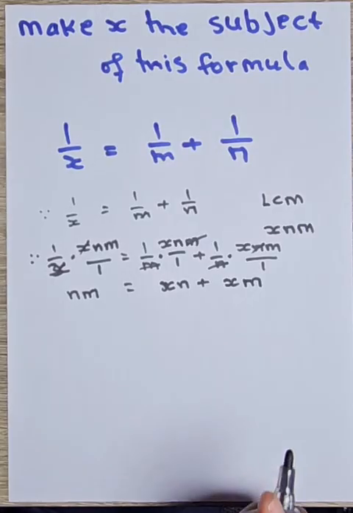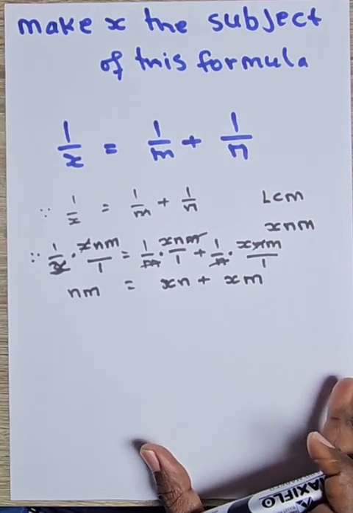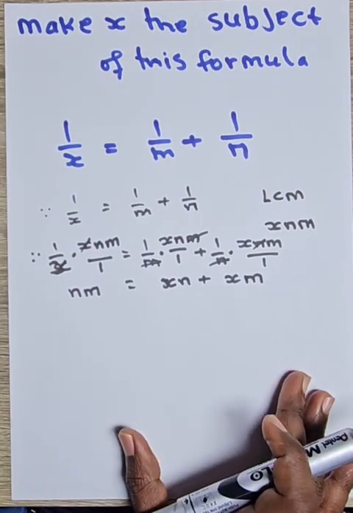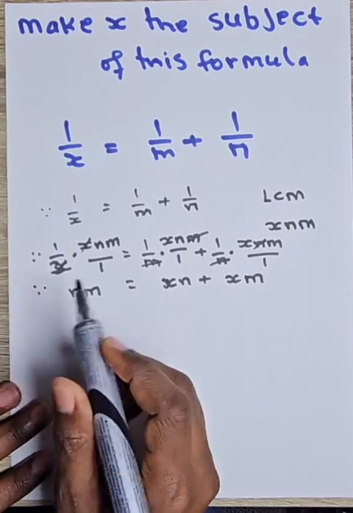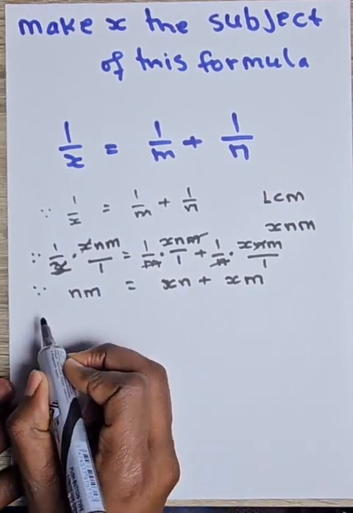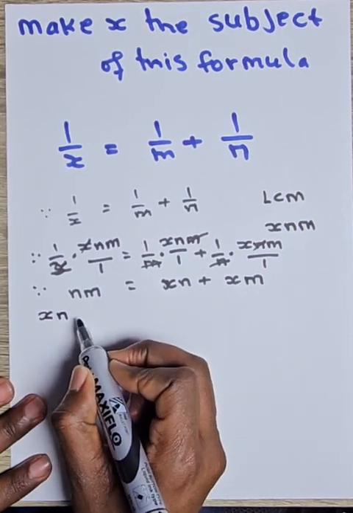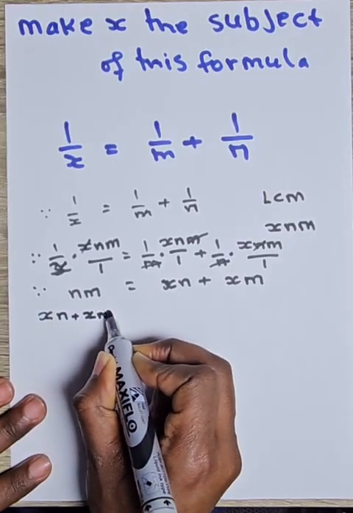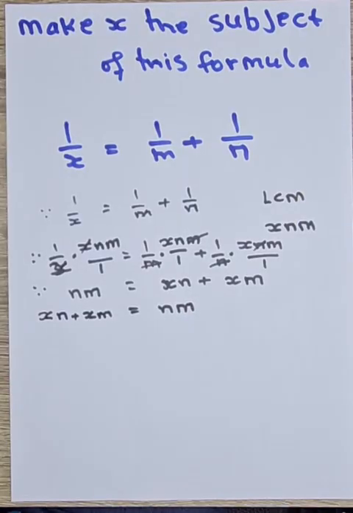Now we have on the right hand side two terms containing x, and on the left hand side of the equal sign we have only n m. We're going to therefore do what's called swap sides. We're going to put on this side all the terms containing x. So xn plus xm equals nm. No changes to our signs.